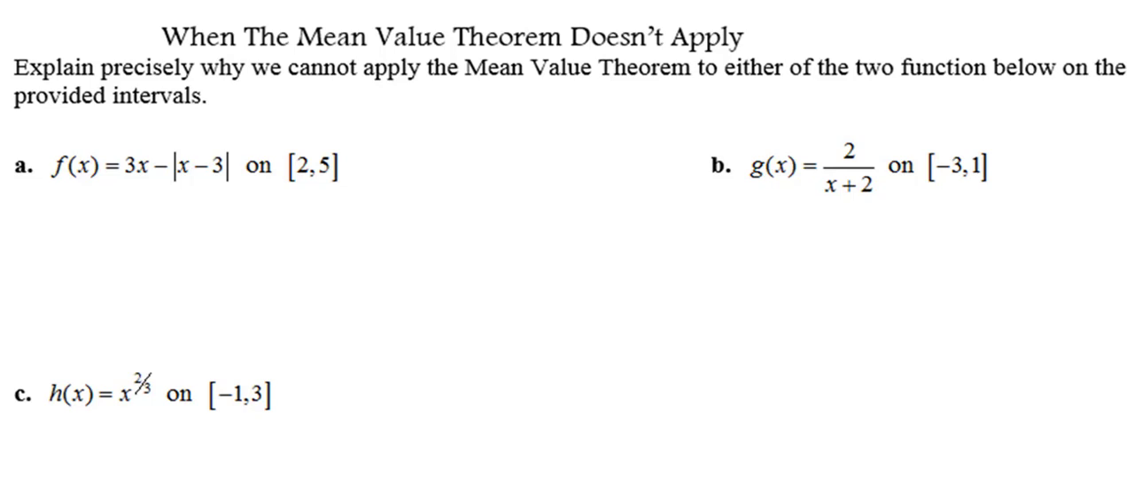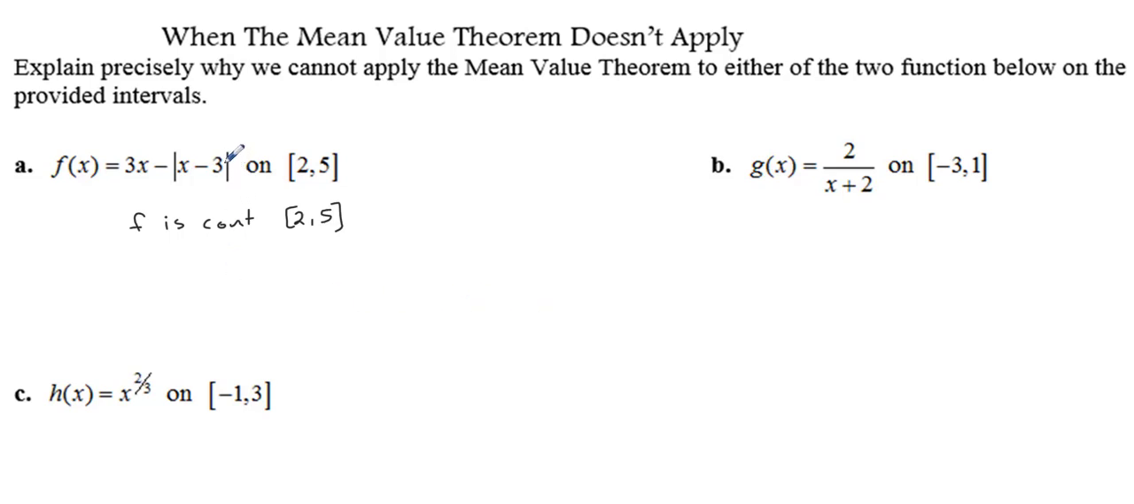Either of the 3 functions provided. All right, part A. Ooh, absolute value functions. What do we know about absolute value functions? Number 1, are they continuous? Okay, so f is continuous. F is continuous on that closed interval. Are all absolute value functions differentiable everywhere, I should say? Where is this function not differentiable? At 3. Why at 3?